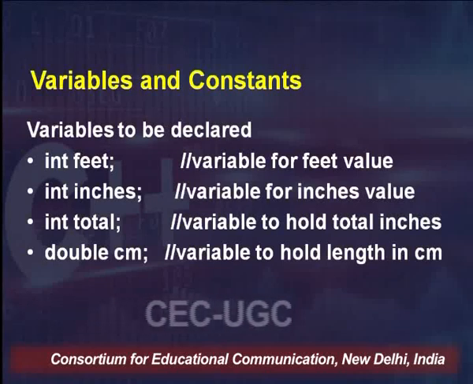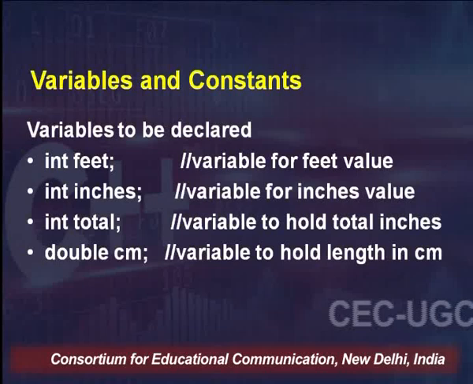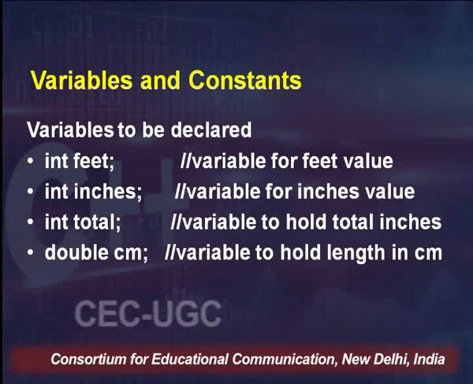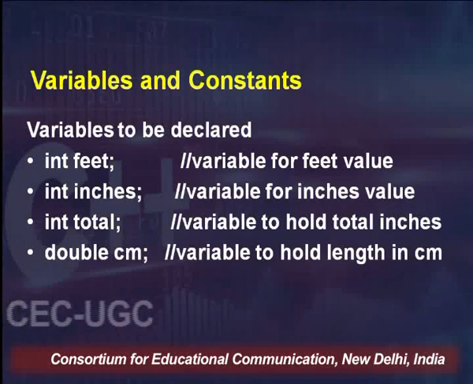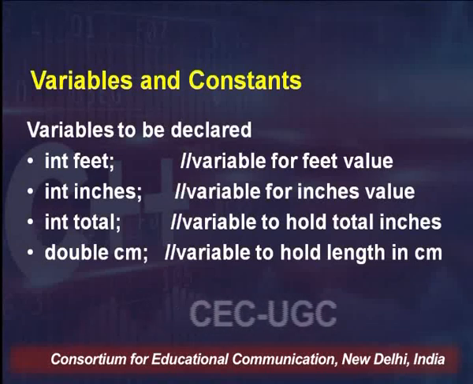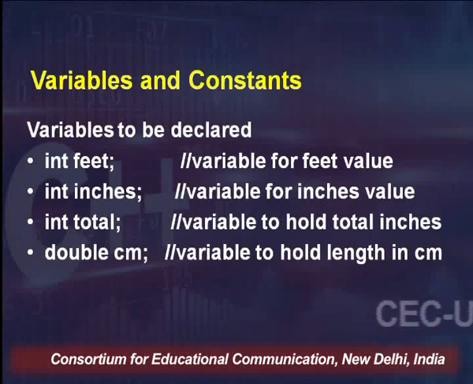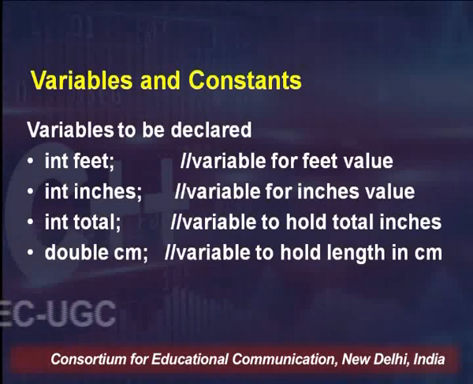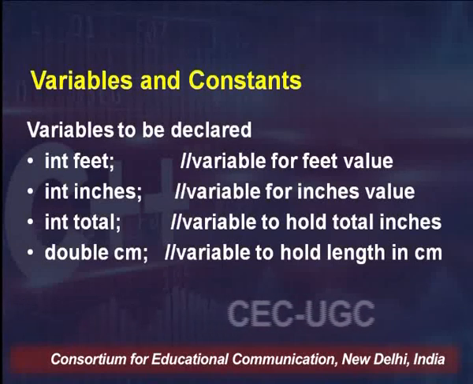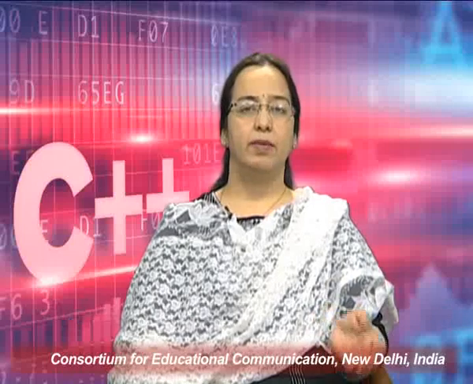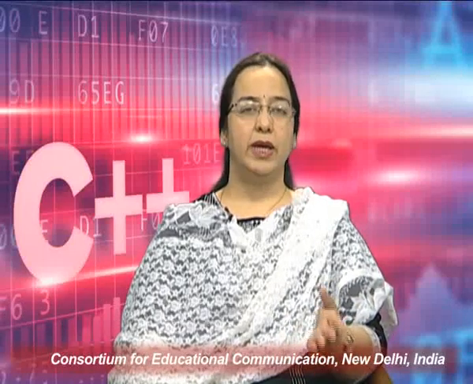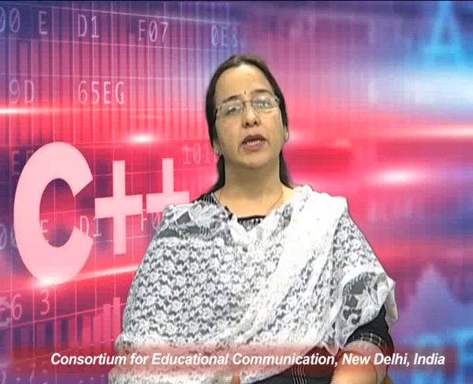the intent behind the variable. So, if I am taking int feet, it is clear that the intent behind this variable is to store a value which is available in feet. If I am taking inches, then also the intent is very clear. Another variable which will be required is total, which holds the total inches, because in order to convert length into centimeters, we first need the total number of inches, and then we will be converting this to centimeters.